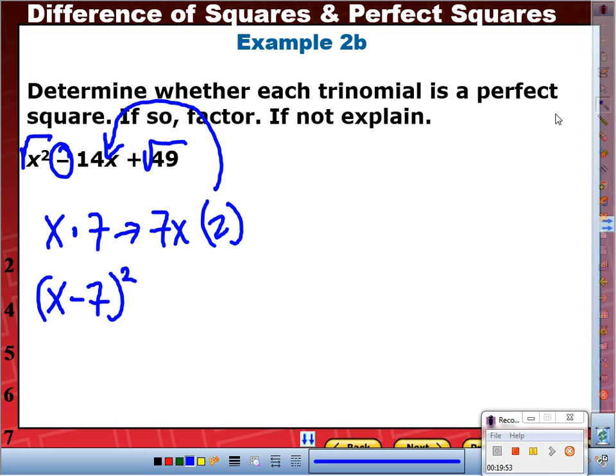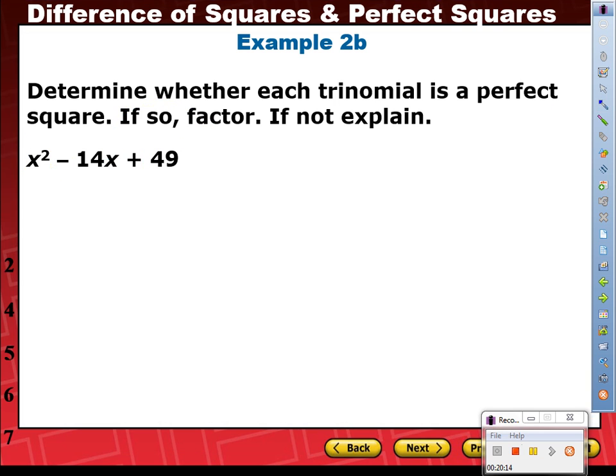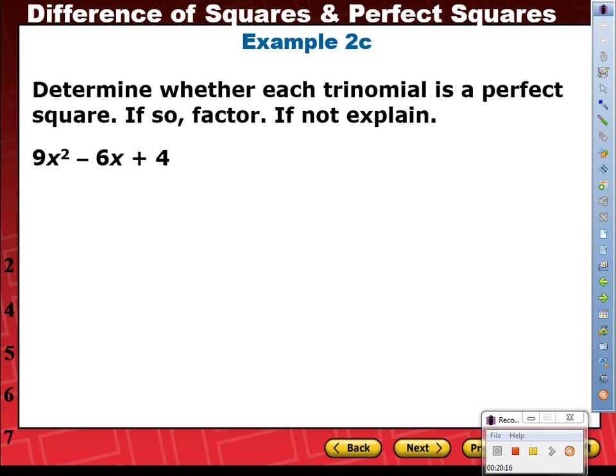Let's do another one. Copy this one down, please. Example 2c, because I want to see if you got these by yourself. Here we go. Example 2c. 9x squared minus 6x plus 2. Go. I mean plus 4, sorry. Go.